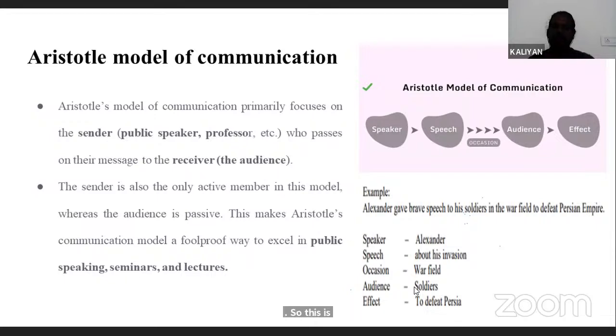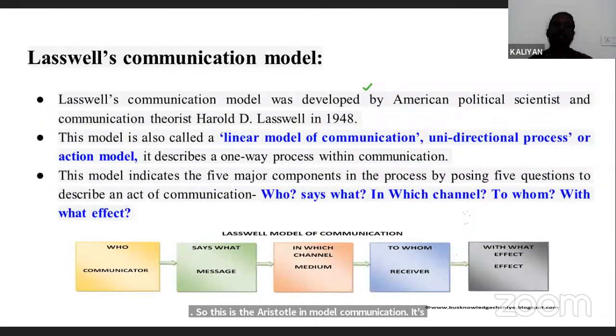It's a one-way communication. The second is the Laswell communication model, developed by the American political scientist and communication theorist Harold D. Laswell in 1948. The model is also called a linear model of communication, a unidirectional process, or an action model. So it is a one-way process within communication.